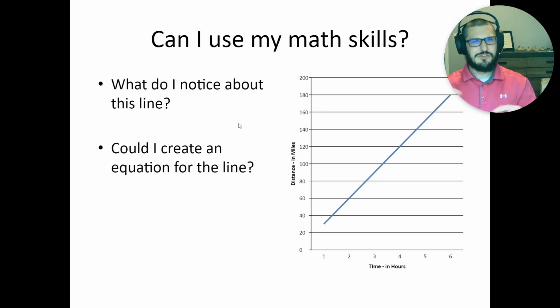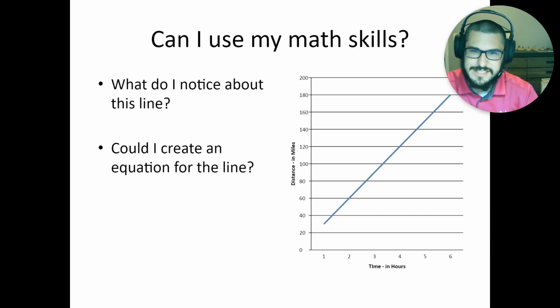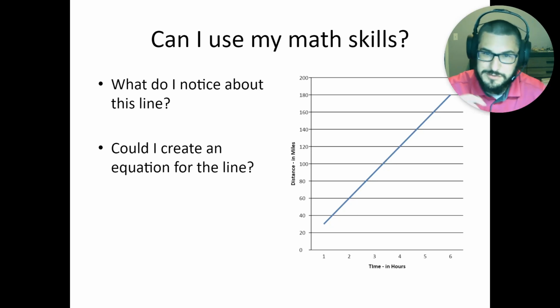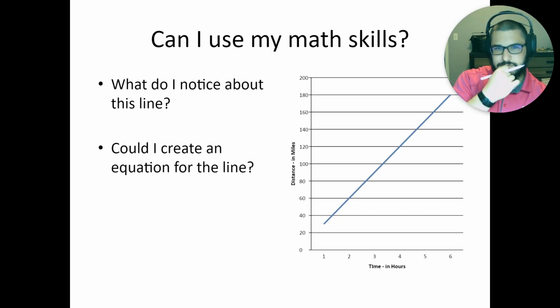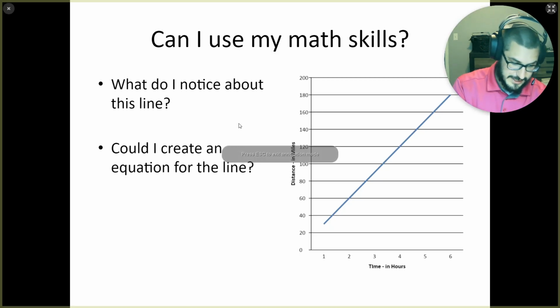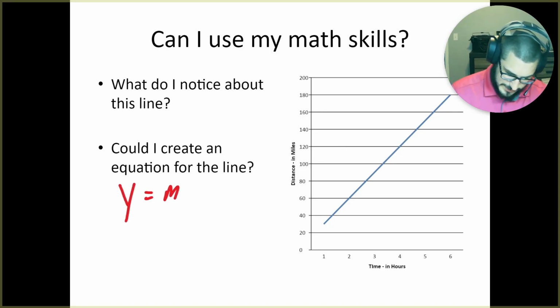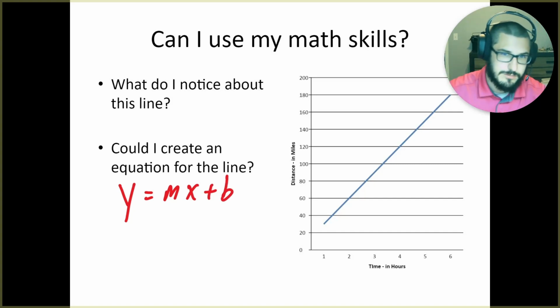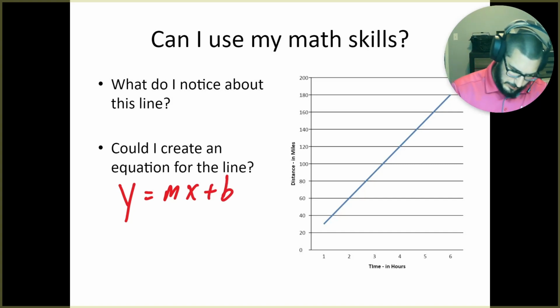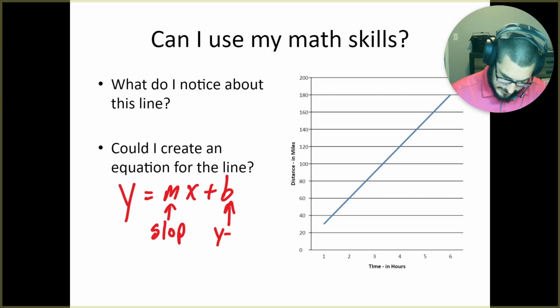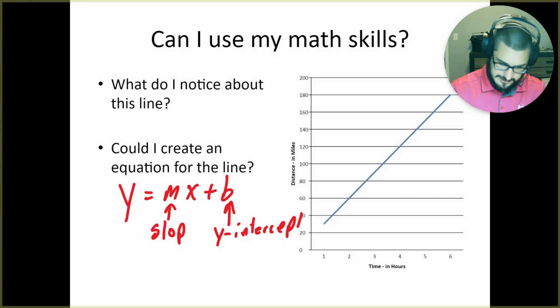Okay, but you can also use some math skills to come up with this. What you should notice about this line is that it follows a very specific trend here. That's helpful because we can actually create an equation for this line. So we've got, using the formula y equals mx plus b. Again, this should be information you've already seen before. We've got m is the slope and b is the y-intercept.